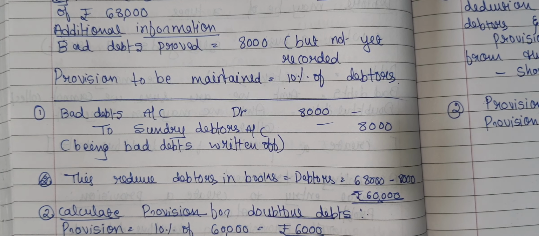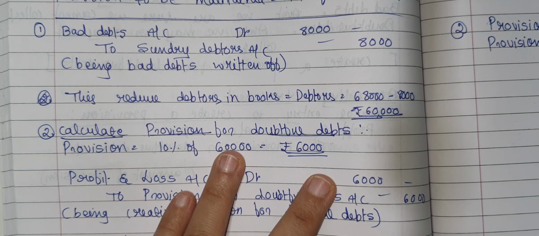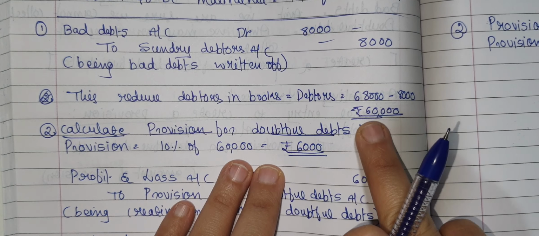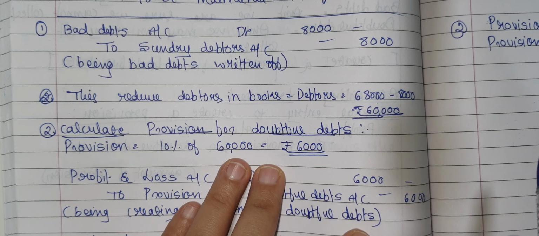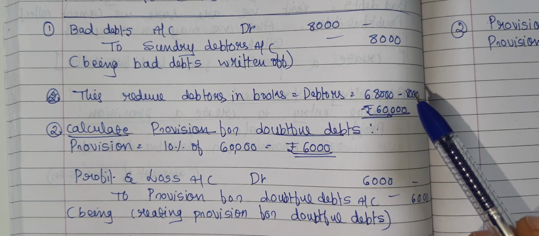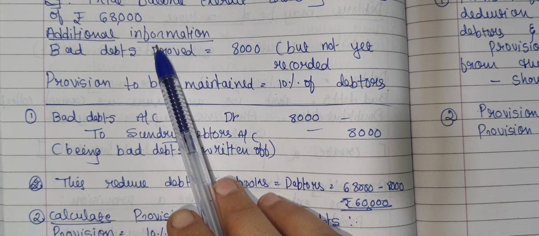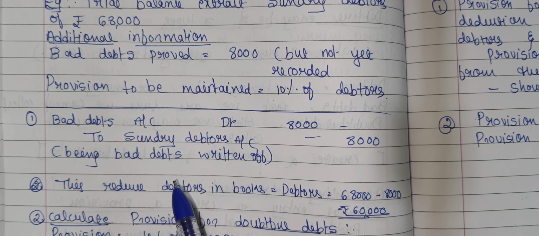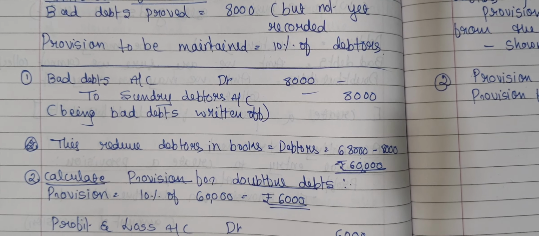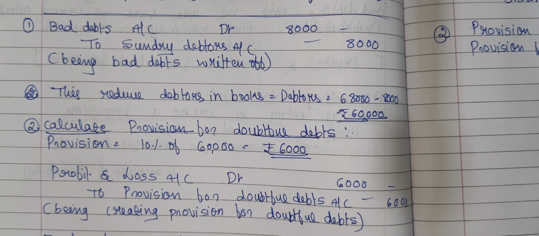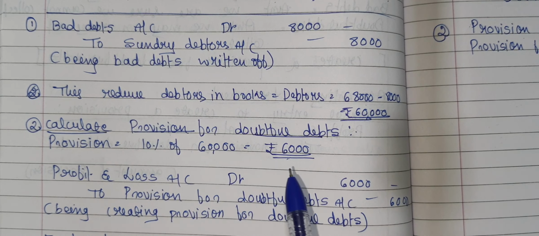On that we need to calculate the provision. Now let's calculate the provision for doubtful debts. That is 10% of rupees 60,000. Therefore, you should be very careful while solving the problems. You cannot directly calculate the provision on 68,000, because here the bad debts are proved, that is rupees 8,000. We have to remove this rupees 8,000. The remaining balance of debtors is rupees 60,000. On 60,000 we have to calculate the provision. That is 10% of 60,000, which is rupees 6,000.